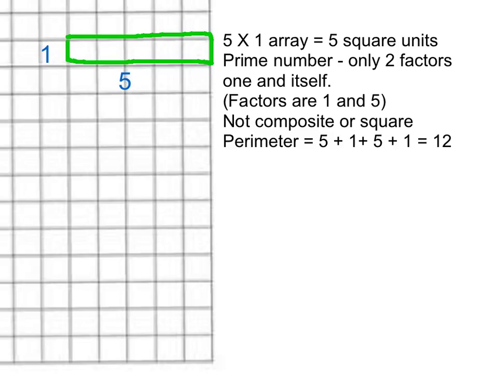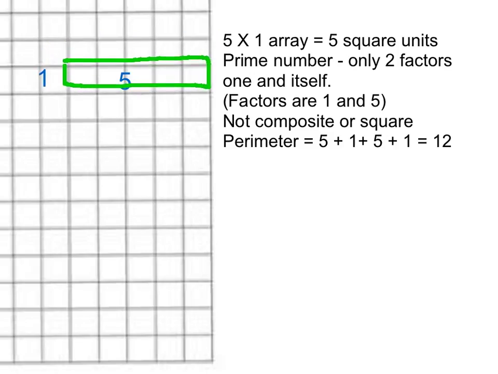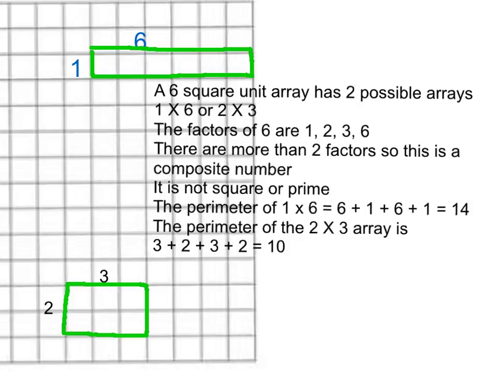The 5 by 1 array is 5 square units. And it has only 2 factors, 1 and 5, so it is a prime number.